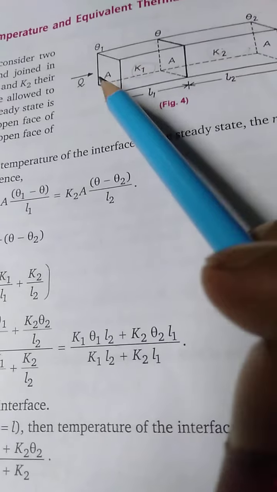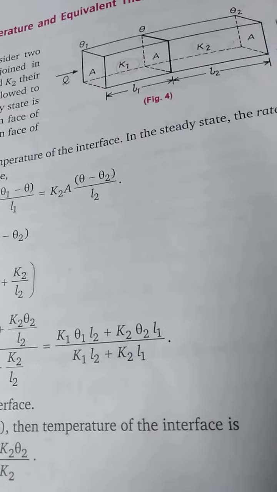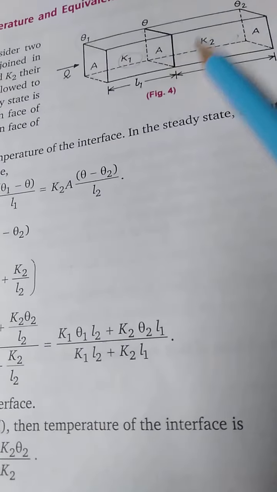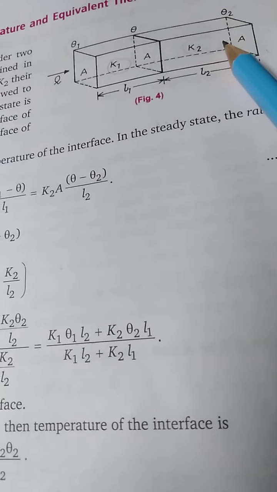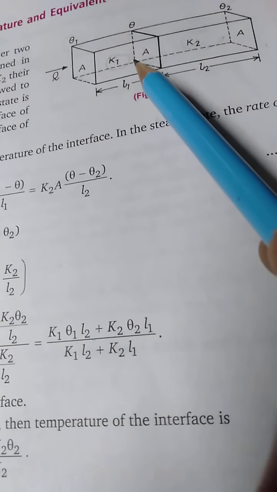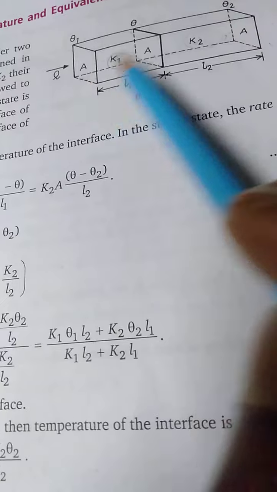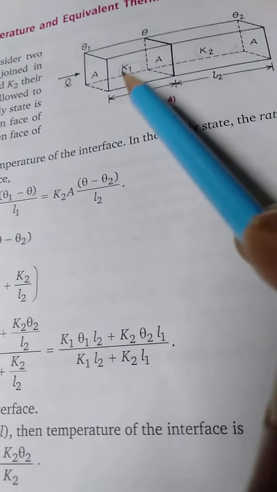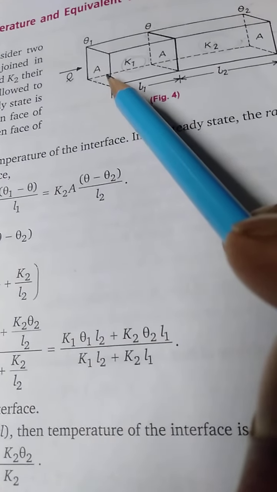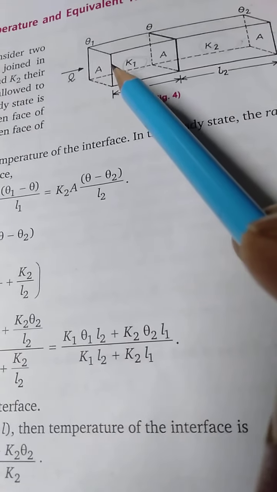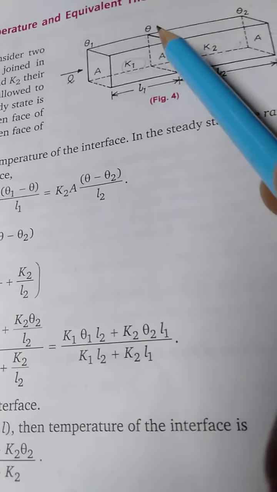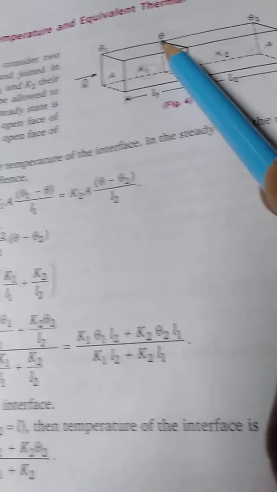Now at steady state, what we can assume is that at every cross section the rate of heat flow will be the same. The rate of heat flow will be the same whether you are from here to here or here to here. So let us first find out the expression for rate of heat flow from this end to this end, and theta is the temperature of the interface.